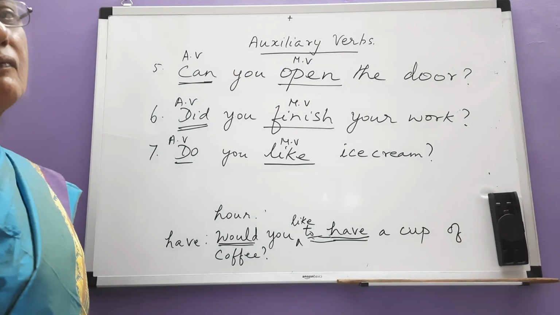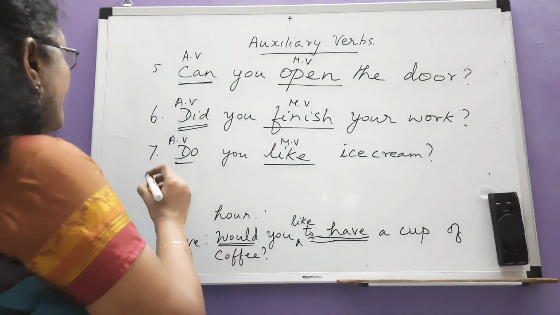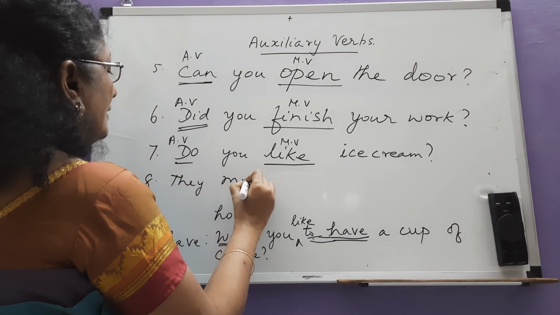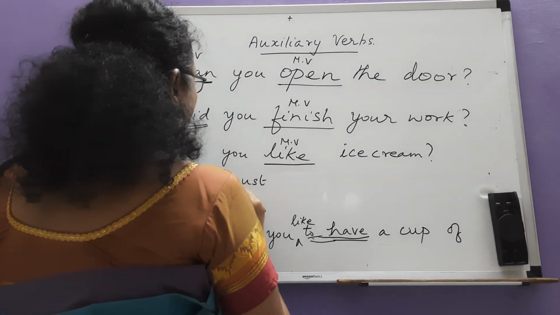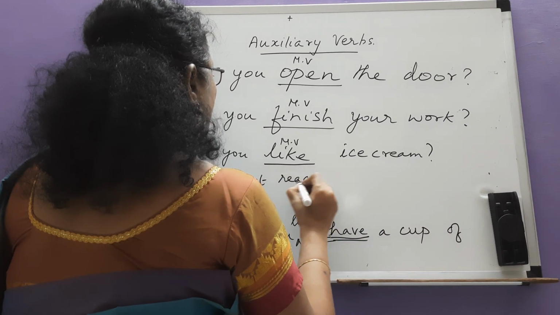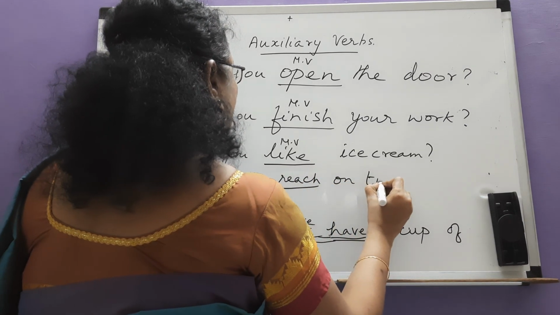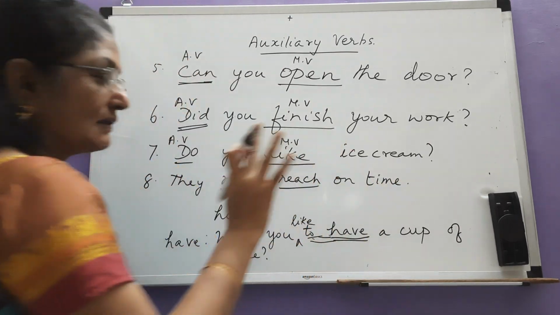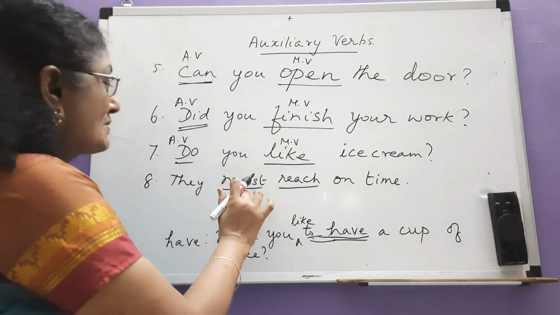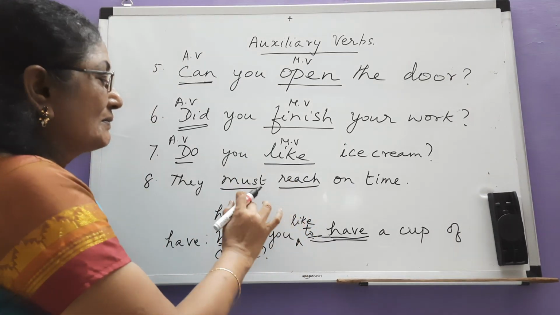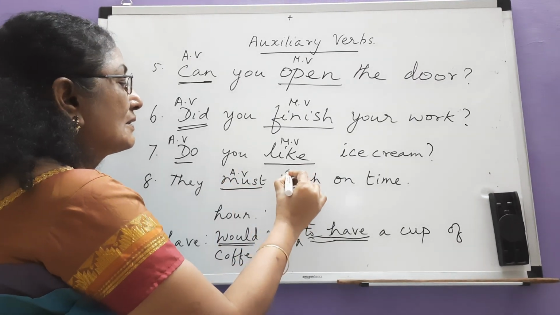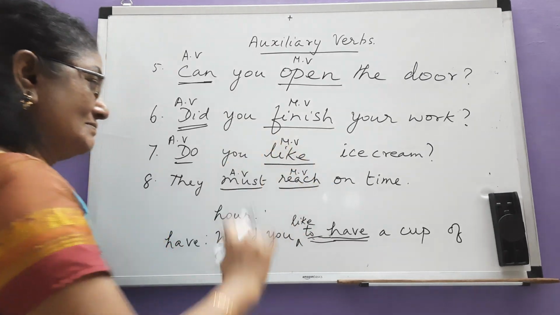Similarly, they must reach on time. They must reach, on time. There are two verbs. So must also is a verb. Reach also is a verb, but here must functions as auxiliary verb. Reach functions as the main verb.